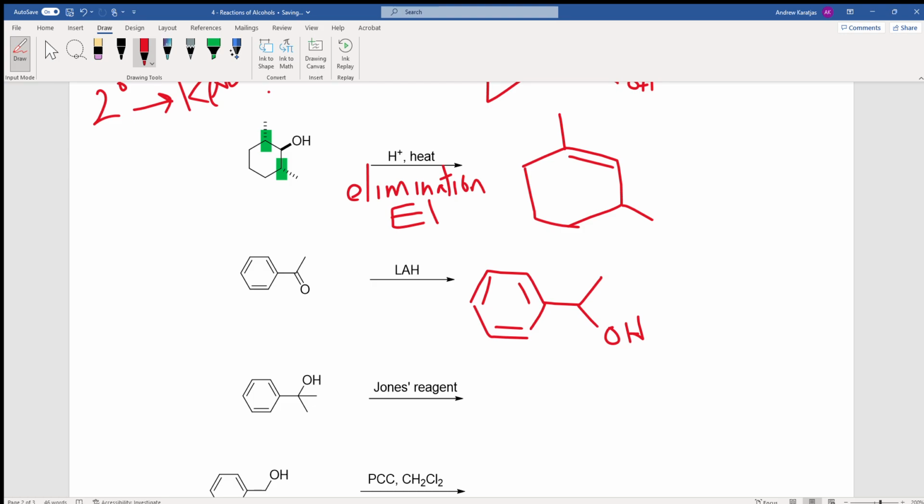Next, we have another example with Jones reagent, but this alcohol is tertiary. And you should recall that tertiary alcohols don't have a proton to give up, so they cannot be oxidized. And since they can't be oxidized, Jones reagent won't do anything here.